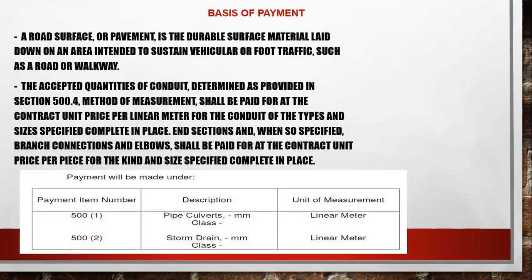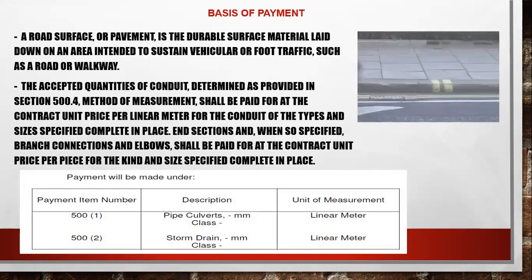So this is the unit price per, first, for the kind and size specified, complete in place. So this is the chart. For example, if the pipe culverts, in millimeters, the unit of measure is the linear meter, and so on and so forth. So this is the example of the pavement. It is common for us. What is pavement?